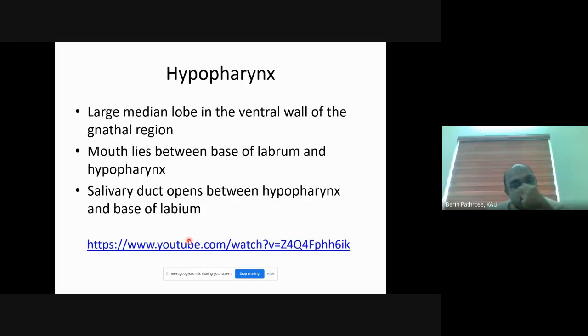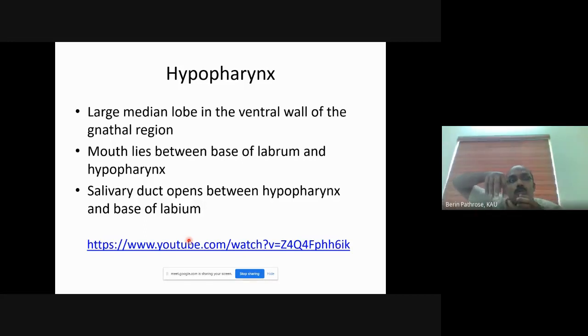Next one is hypopharynx. The hypopharynx, I told you, it's just like our tongue. This is a median lobe on the ventral wall of the buccal region. So this is labrum, mandibles, maxillae, and behind that we have labium. That is in the medial side. It is fused. So here we have hypopharynx just like a tongue, a median lobe on the ventral wall. The tongue is resting on this ventral wall of the buccal region, and mouth lies between the base of labrum and hypopharynx. This is hypopharynx, and this is labrum, and the mouth lies between labrum and hypopharynx.